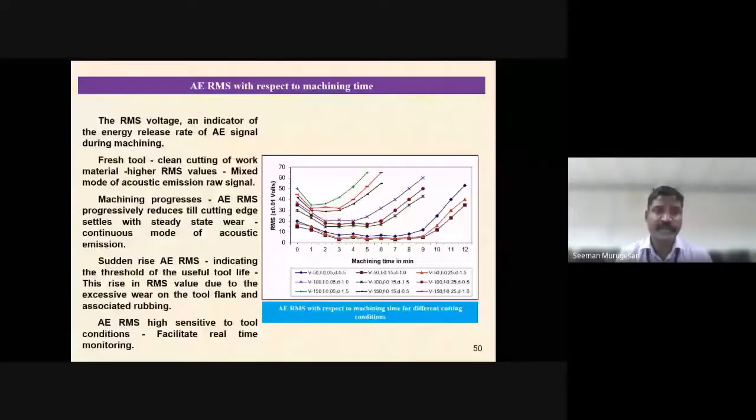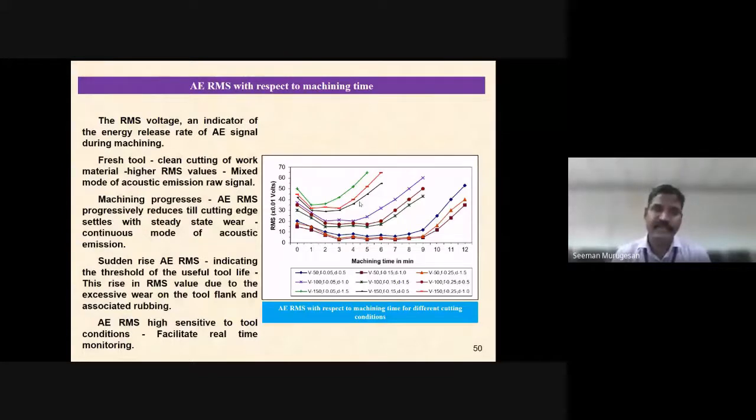At the steady state, the continuous mode of acoustic emission is observed, related to plastic deformation. In the initial rapid wear stage, mixed mode acoustic emission is observed, and at the steady state, the continuous mode is observed. After the steady state, a sudden rise of AE RMS indicates the threshold of the useful tool life.